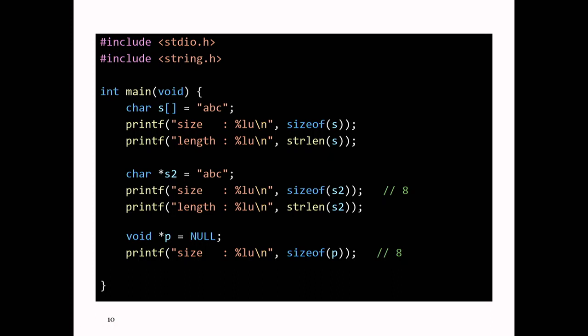If I ask for the size of S2, it's not 4. Instead what you get back is 8, on my computer anyway, probably your computer too. You get back 8 because 8 is the size of the pointer. So pointers on my computer, probably your computer, are 8 bytes long. Here, if I have a pointer that's not a pointer to a char, in this case it's a void pointer, that's also 8. So all pointers on your computer have the same size. On most of your computers, it's probably 8. So you have to be very careful when you use sizeof.